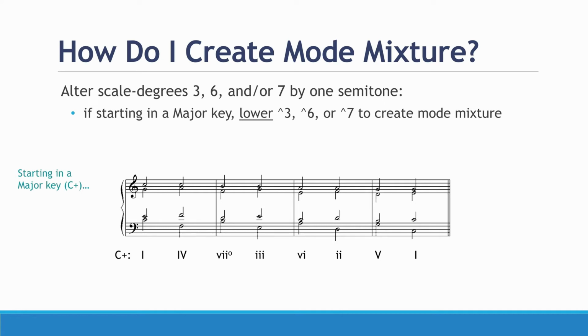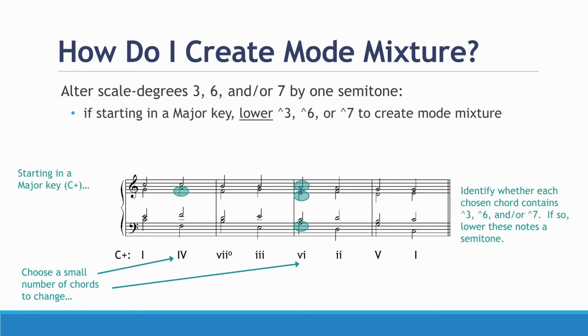All right, let's get back to our example. In this example, I'm going to choose a small number of chords to modify, because if I change too many chords, it can make the key a little bit too ambiguous. I'm going to do mode mixture on the 4 chord, and I'm also going to do it on the 6 chord. Your next step in creating mode mixture is that you're going to identify whether any of these selected chords contain scale degrees 3, 6, or 7, because these are the notes that are going to be impacted by mode mixture.